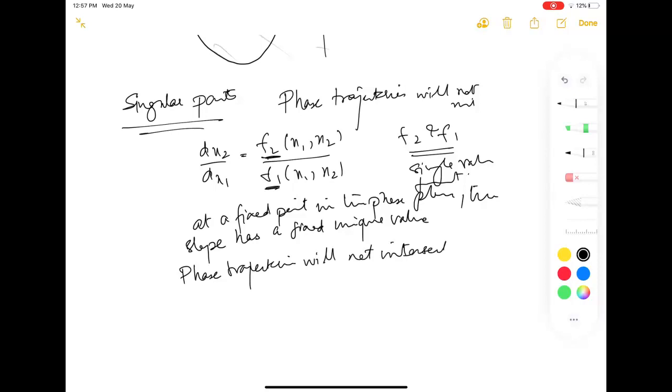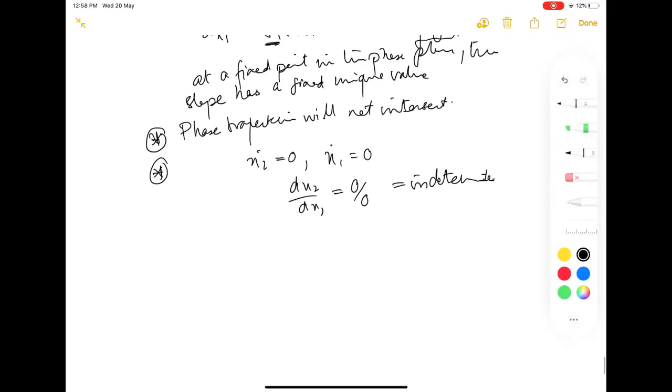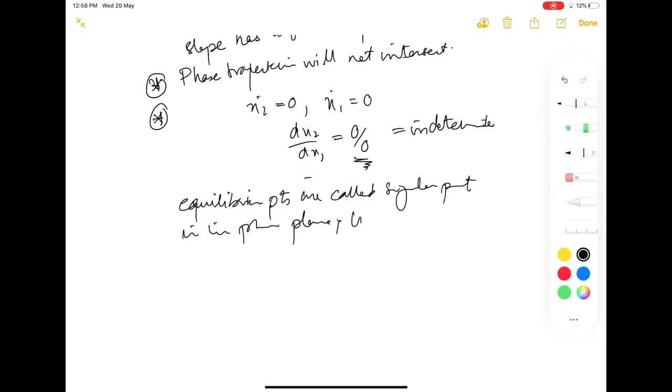Right? But what happens is that for equilibrium points, we know that x2 dot has to be 0, x1 dot has to be 0, which implies that dx2 by dx1 is 0 by 0. It's indeterminate, right? So at such points, because the value of the slope is singular, equilibrium points are called singular points. In the phase plane, the phase trajectories would intersect at such points. Many of them would intersect at such points, right?